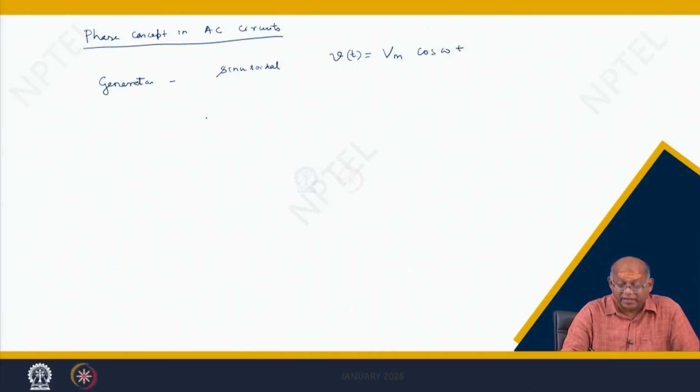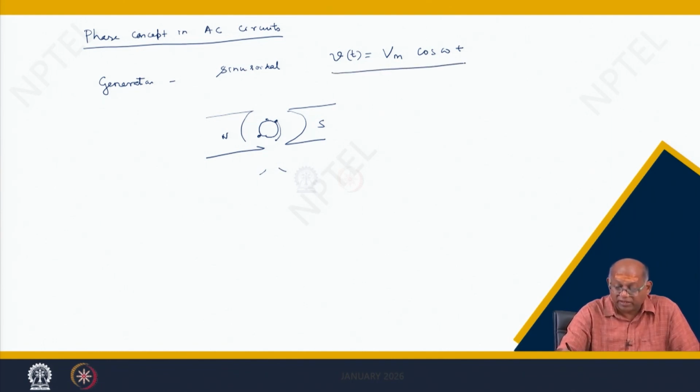And if there is a magnet like this, north and south, and there is a coil which is rotating, this coil is on a rotor, this is a rotor, this is rotating, this coil is rotating around this, and the coils are taken out here by slip rings, etc. So, the voltage generated will be sinusoidal. This assumption we will do.